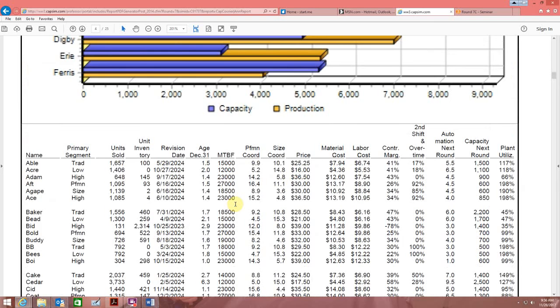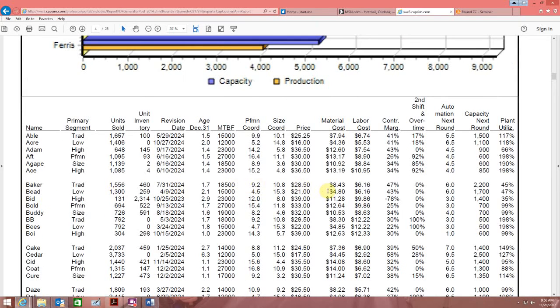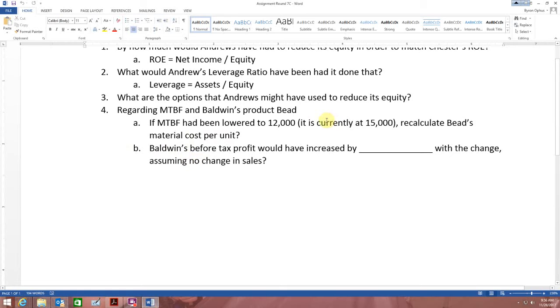If MTBF has been lowered, you look at their current material cost. Let's take a look at that for Bede. Its current material cost is $4.80, so you recalculate that based on the reduction when you lower the MTBF. Then Baldwin's before-tax profit would have increased by, and that's just a simple matter of multiplying its new gross profit per item times the number of unit sales it had for that particular product.